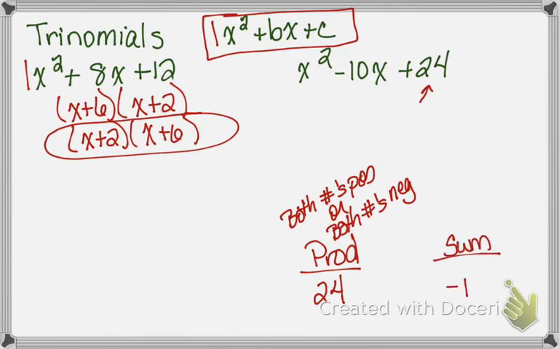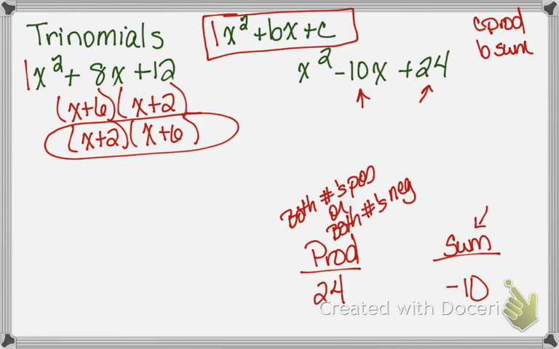Negative 10. Okay, so this is my product. My sum, I'm sorry, negative 10 and this is my sum. C is my product. B is my sum. Okay, so my sum is negative. So what does that tell me?